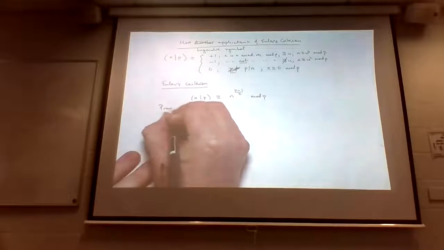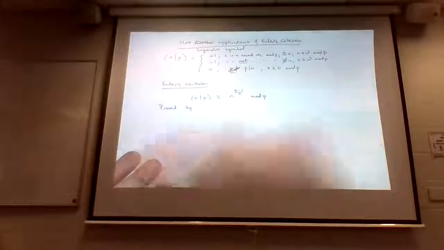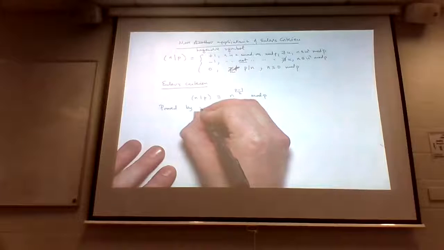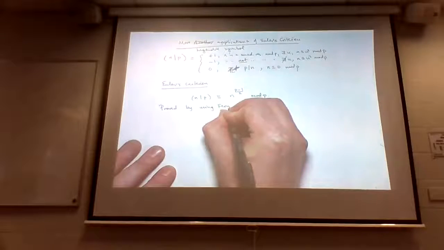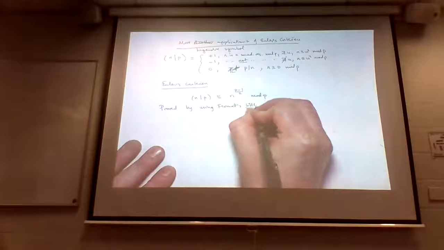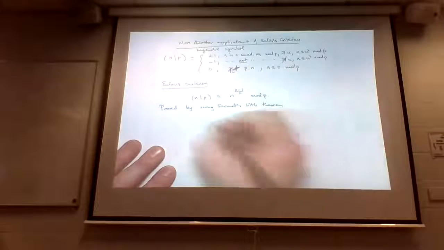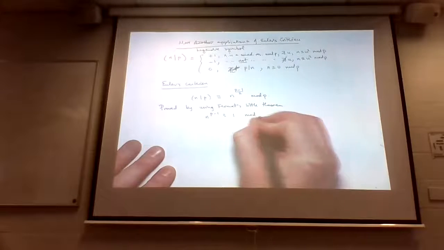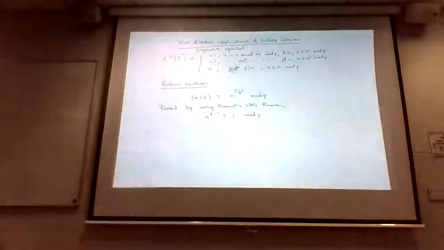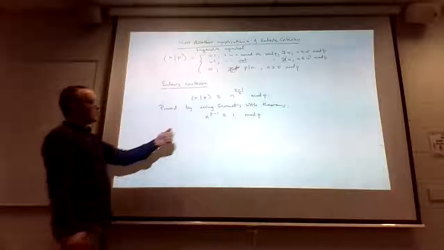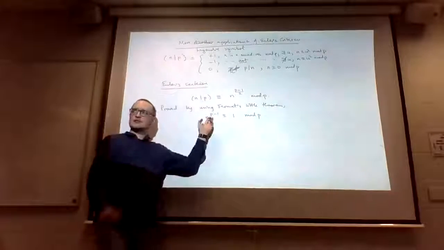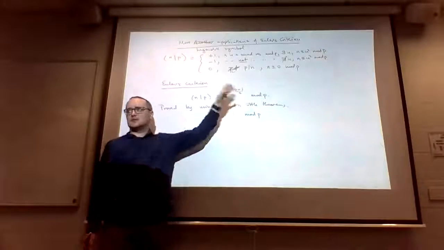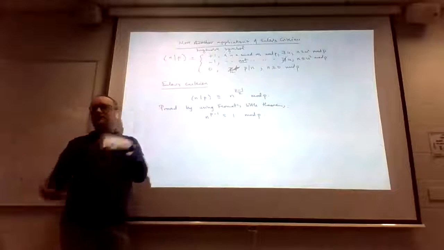I won't rehash the proof of it, but just to jog your memory, it was proved by using Fermat's little theorem, that n to the power of p minus 1 is congruent to 1 modulo p. So when you do n to the power of p minus 1 over 2, you're taking the square root effectively of this side. That tells you n to the power of p minus 1 over 2 is equal to plus or minus 1 mod p.